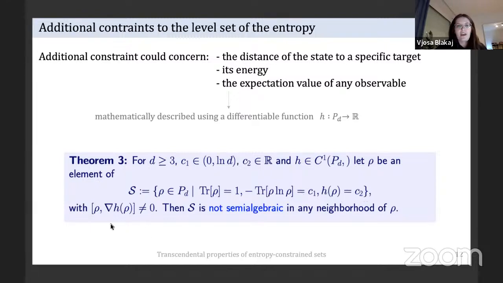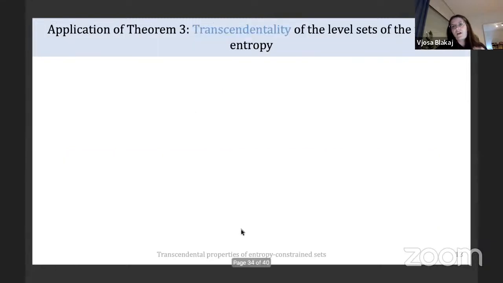And another constraint that we add is that the commutator between rho and the gradient of the function at rho is different from 0. And we do so because we don't want this to depend entirely on the spectrum of rho. And again, by using more or less the same proof idea that I presented before, we can show that this set is again not semi-algebraic in any neighborhood of the state rho. And as an immediate application of this theorem, we studied whether the level sets of the quantum relative entropy are semi-algebraic or not.